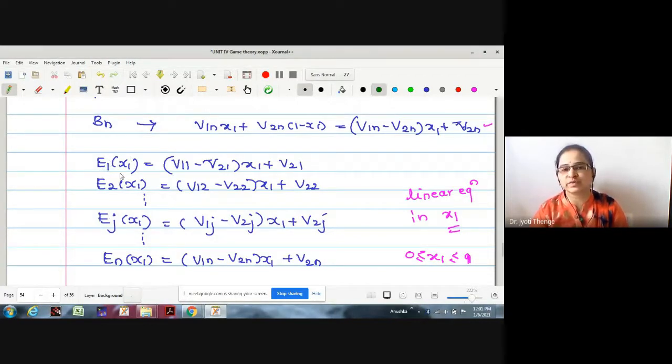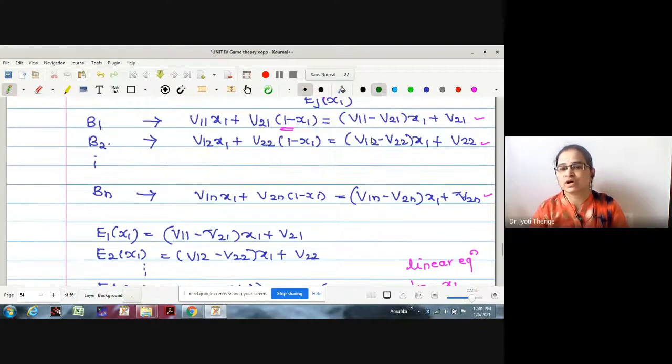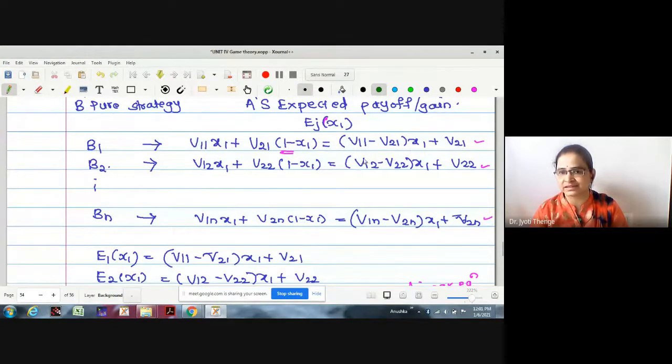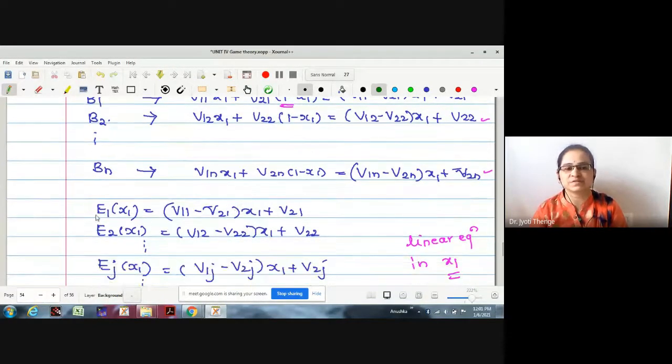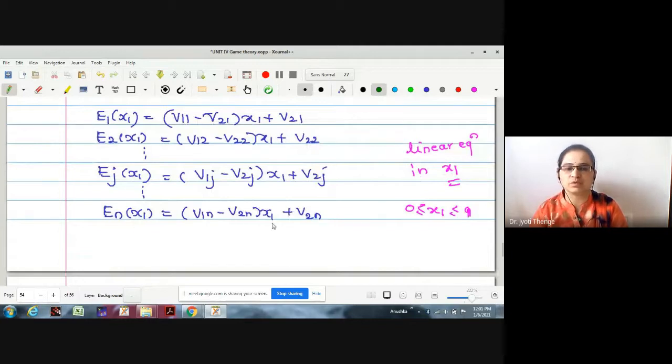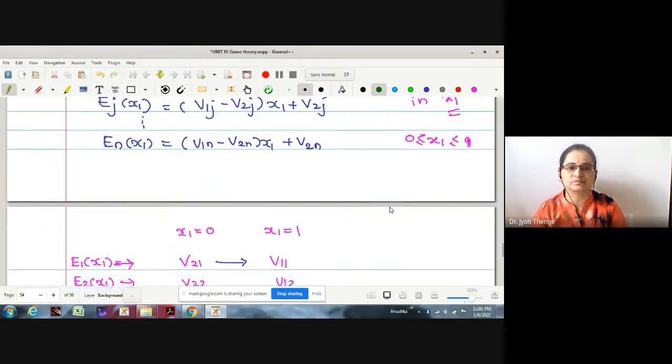Why have I written this to be a function of variable x1? Because if we look at this right hand side, this is an equation in terms of x1. That's why we have written the first expectation in terms of x1. This is the equation. Second expectation, third expectation, and so on, up to all the expectations we have written. All those equations are linear equations in x1, where the value of x1 lies between 0 and 1, because x1 is the probability of playing the first activity by player A.